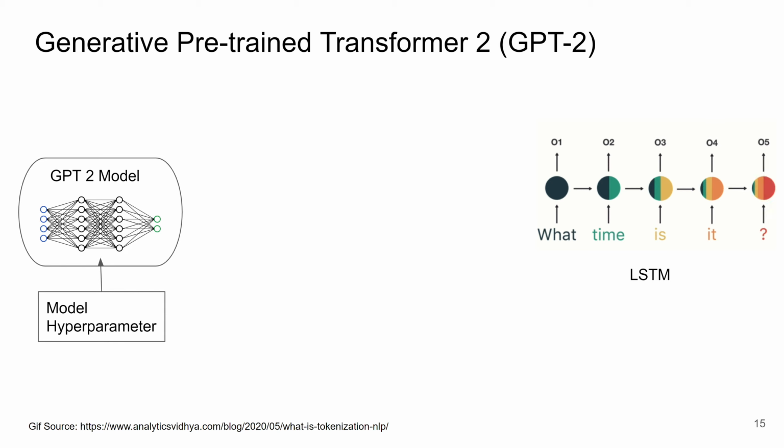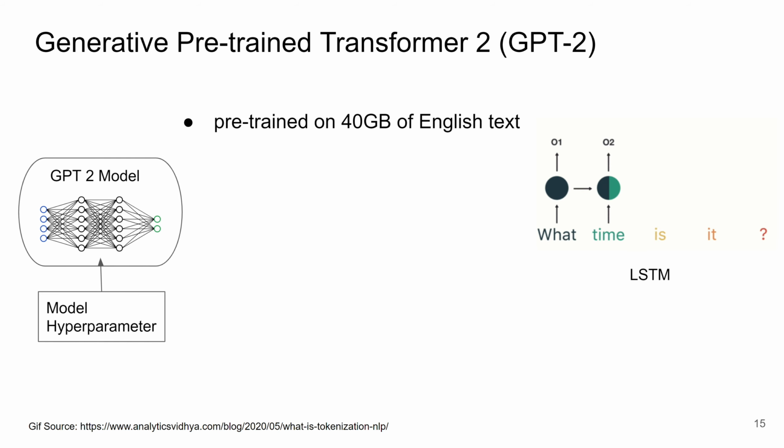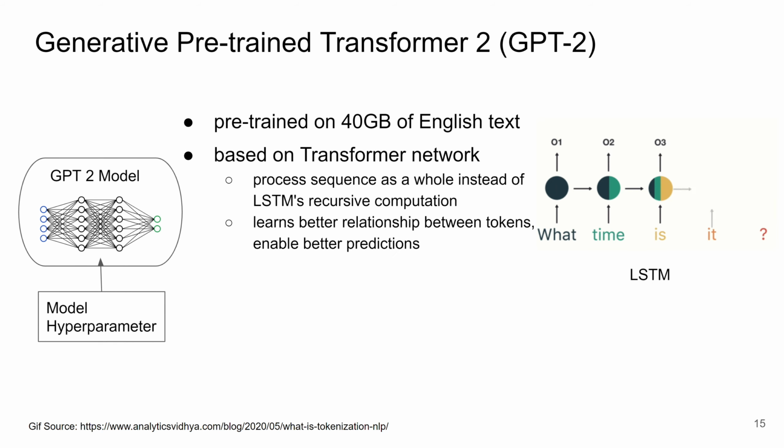Then we use Generative Pre-trained Transformer 2 from OpenAI, which has been trained on 40 gigabytes of English text. The GPT-2 model is based on the transformer architecture, which is shown to be superior to LSTM for language models, as it can process a sequence as a whole while learning the relationship between tokens in the sequence. Whereas in LSTM, long-term context may be lost as it processes words sequentially.